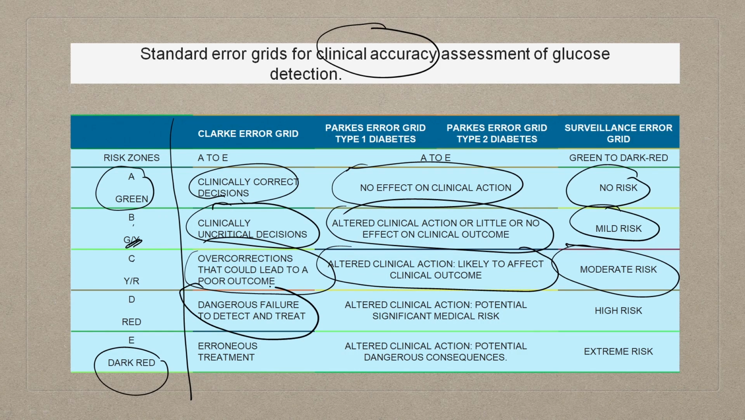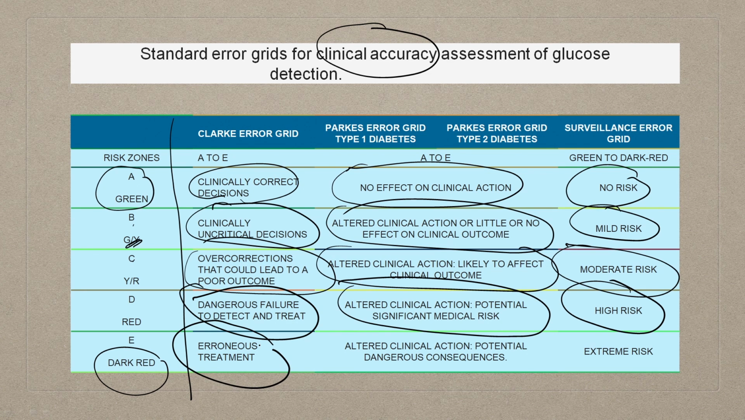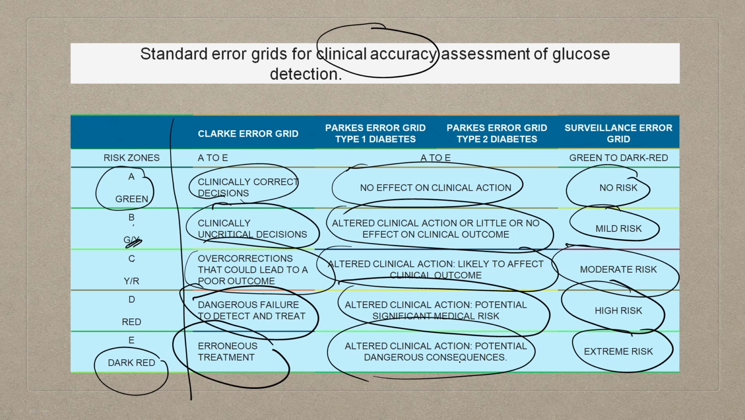Then it is the red zone: is it dangerous, failure to detect and treat, altered clinical action, potential significant medical risk, it causes high risk, and the E, which is dark, erroneous treatment. You get a very poor signal, a very extreme risk you are playing with, and altered clinical action potential and dangerous consequences. So, these kinds of grids are needed for every biosensor being developed for sensing a specific kind of biological molecule or biological entity or any toxin or any hormone or any other metabolites.